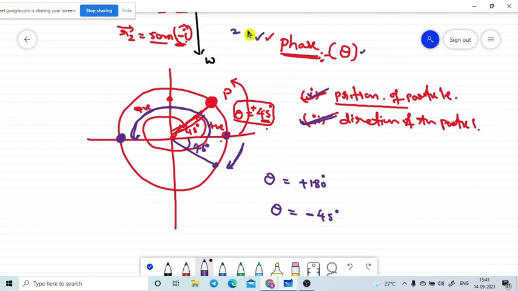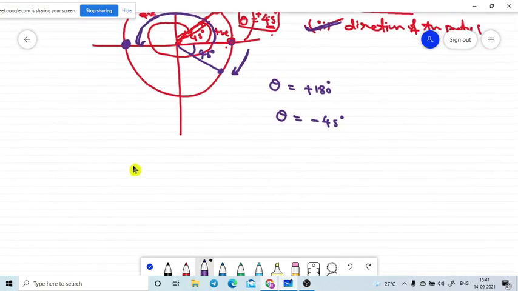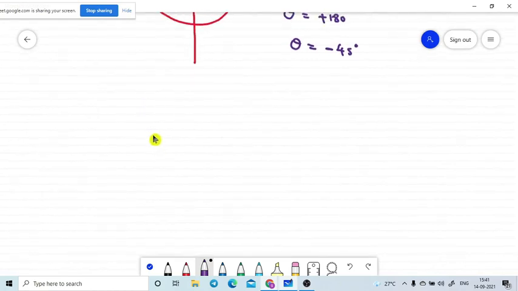It is a 2 marks definition question. I hope there are no doubts regarding the phase. Now we are moving on to another concept.